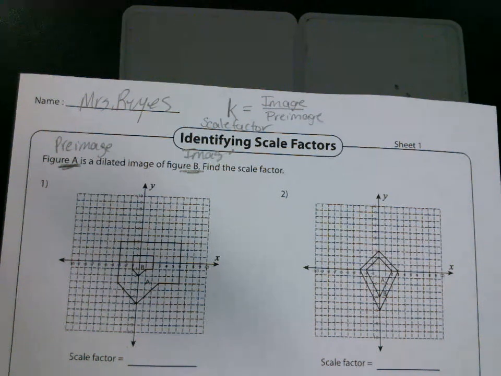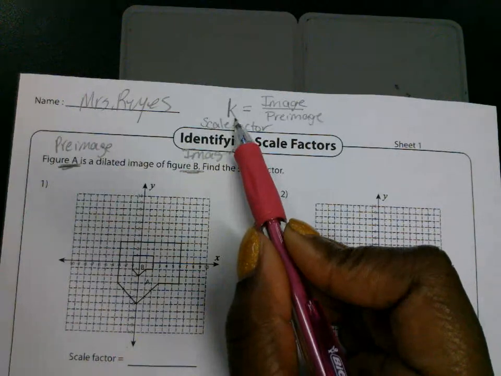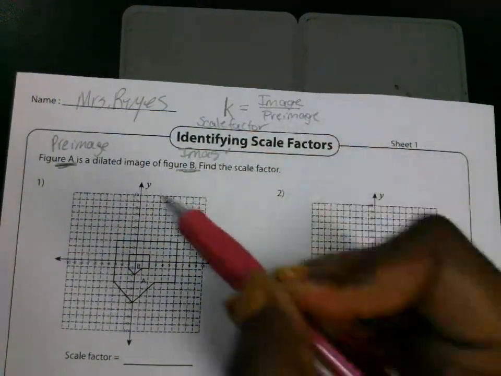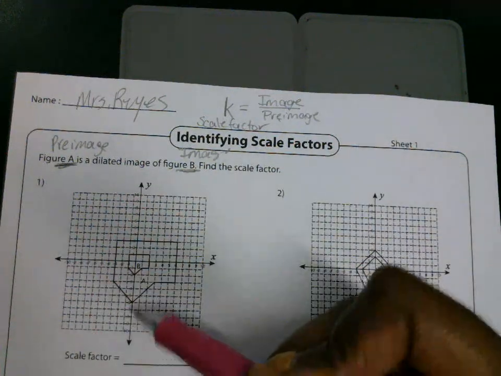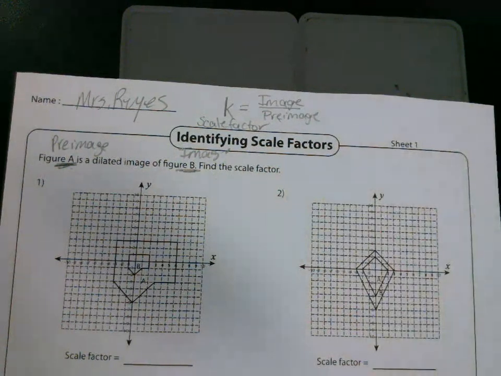We're gonna do scale factor. This is the formula for scale factor. K is equal to image over pre-image. On the coordinate plane, your A is going to be before you moved it, and your B is going to be after it's moved, the image. Okay? You okay?